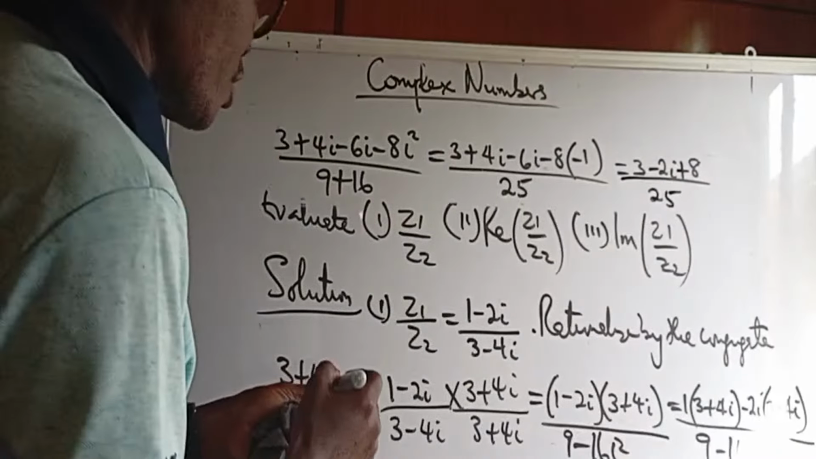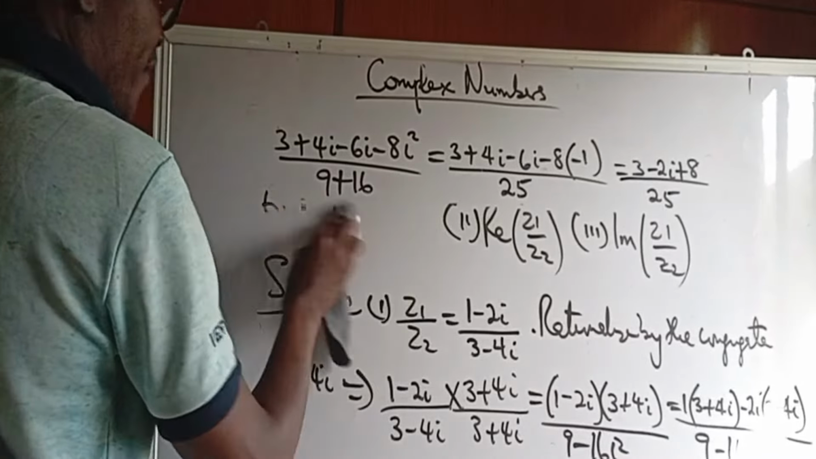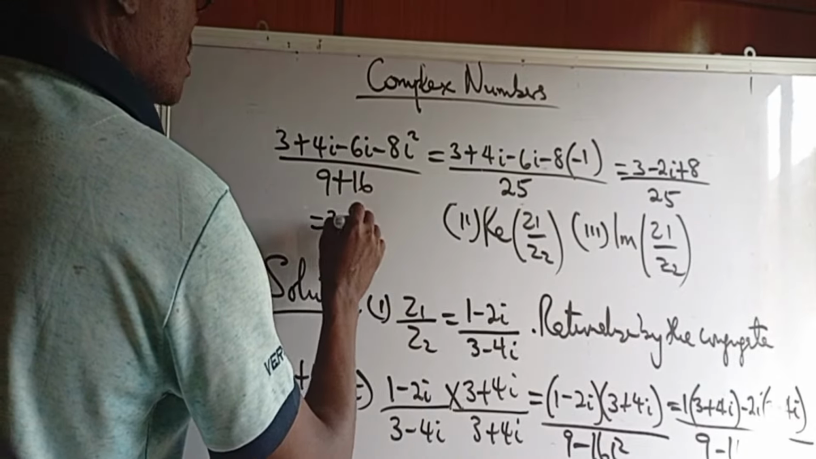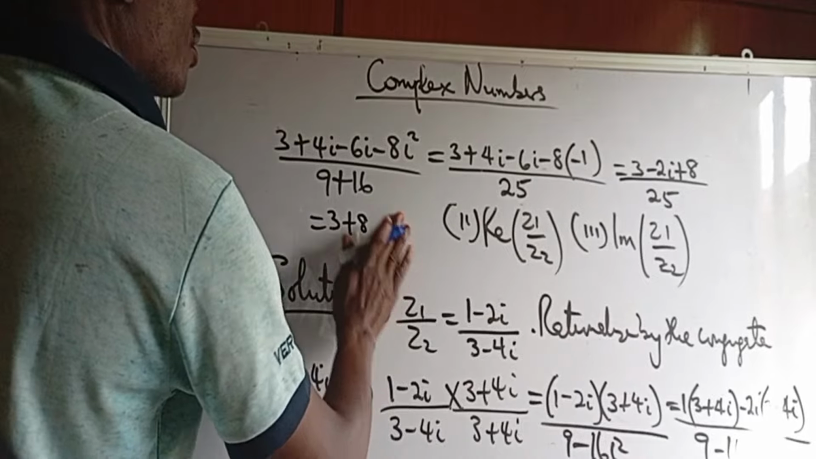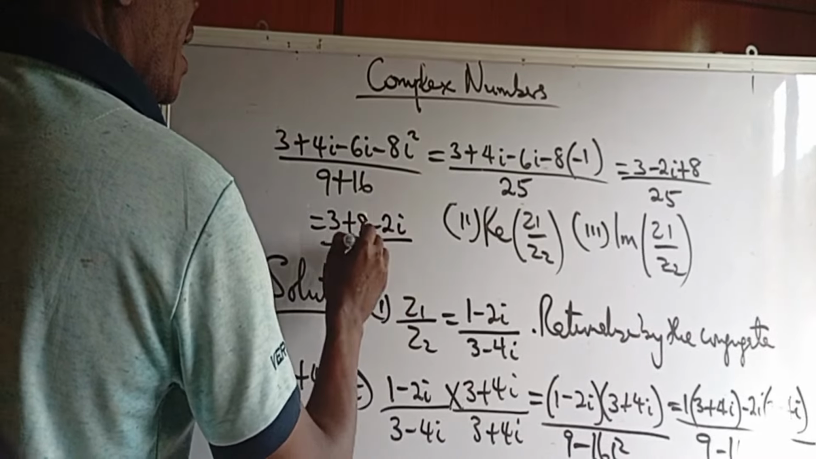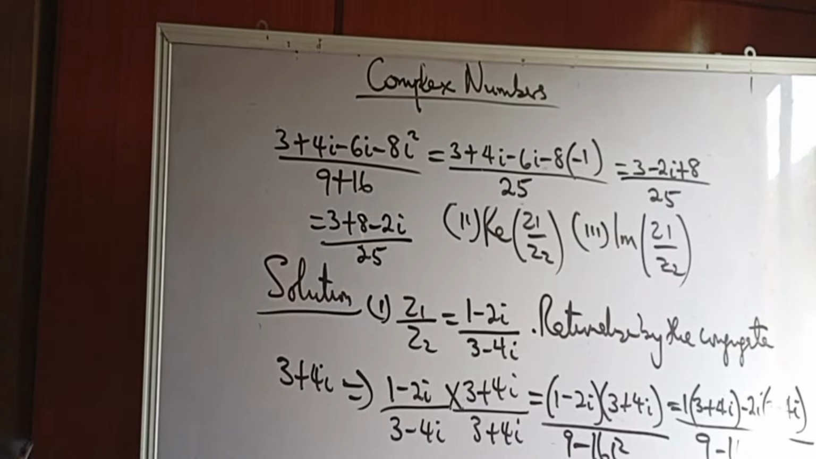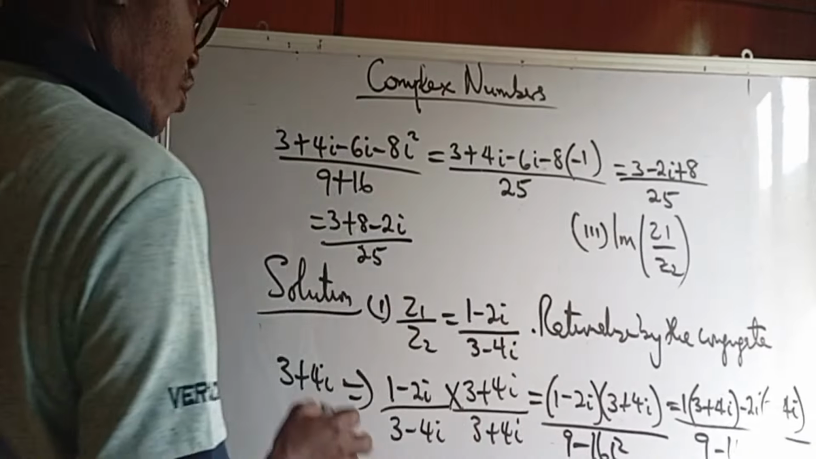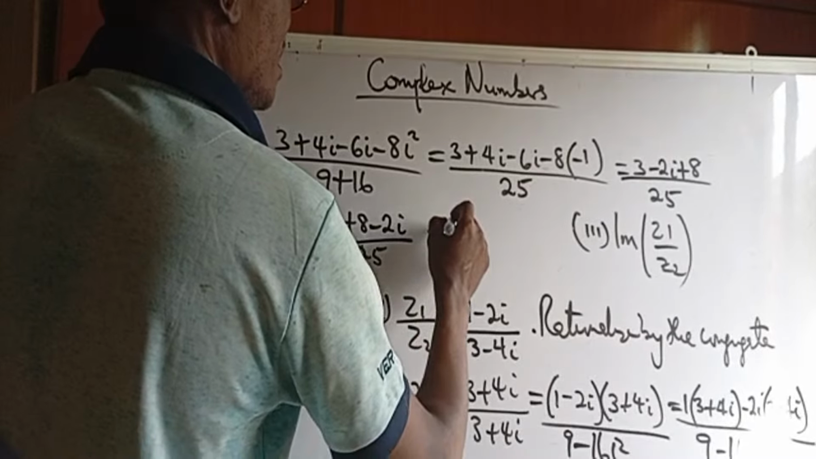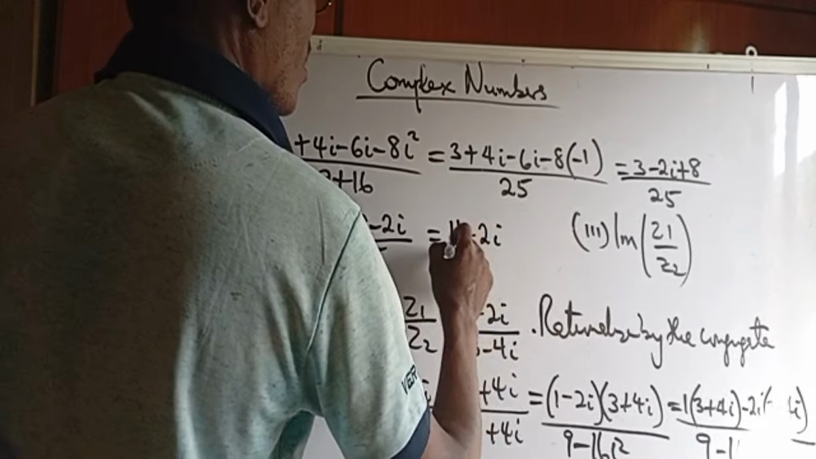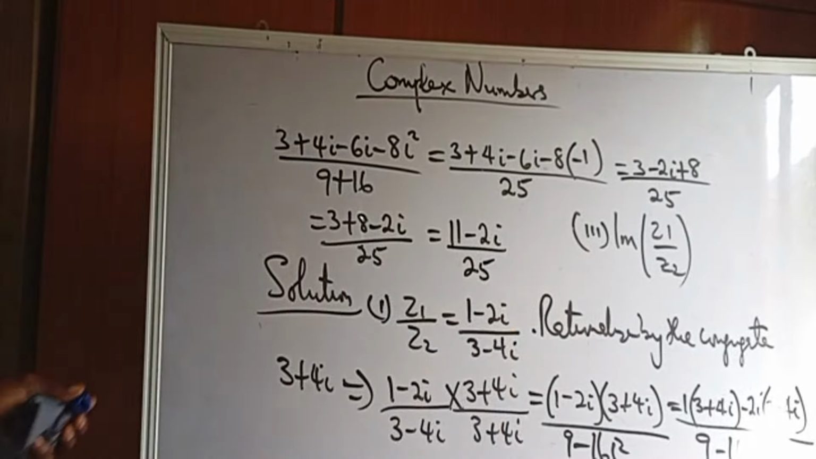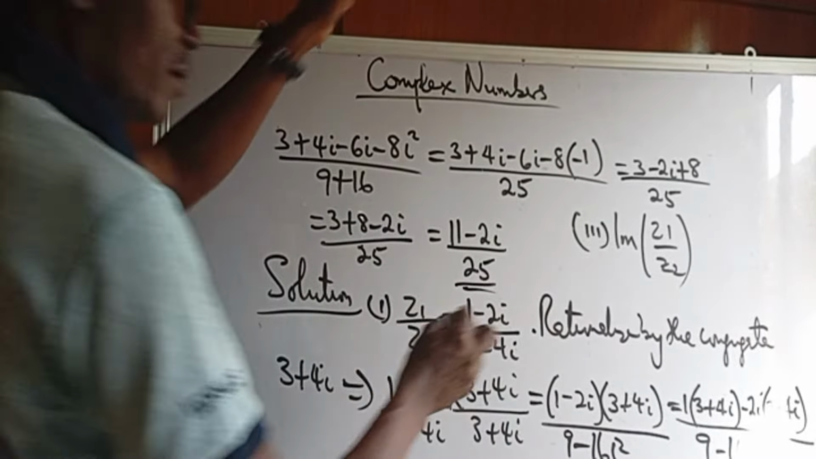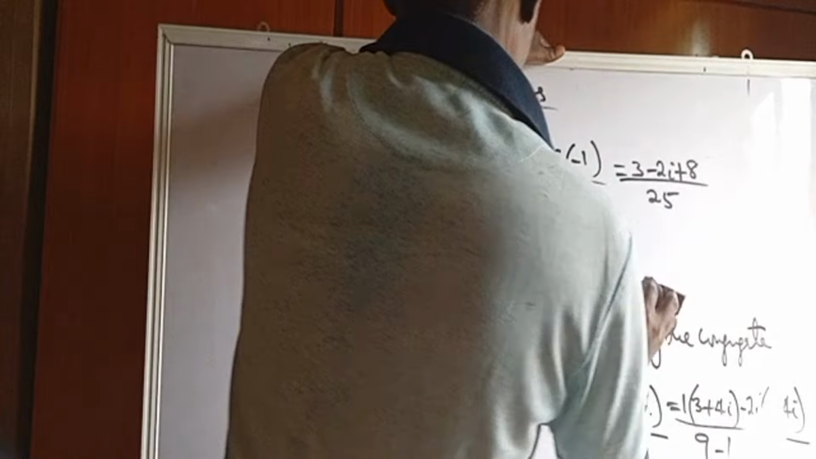Okay? So what is now the final answer there? The answer will now be equal to what? To collect like terms, 3 plus 8, minus 2i, all over 25. That will be equal to what? 3 plus 8, that's what? 11 minus 2i all over 25. So the answer to this one is 11 minus 2i all over 25. It's as simple as that.